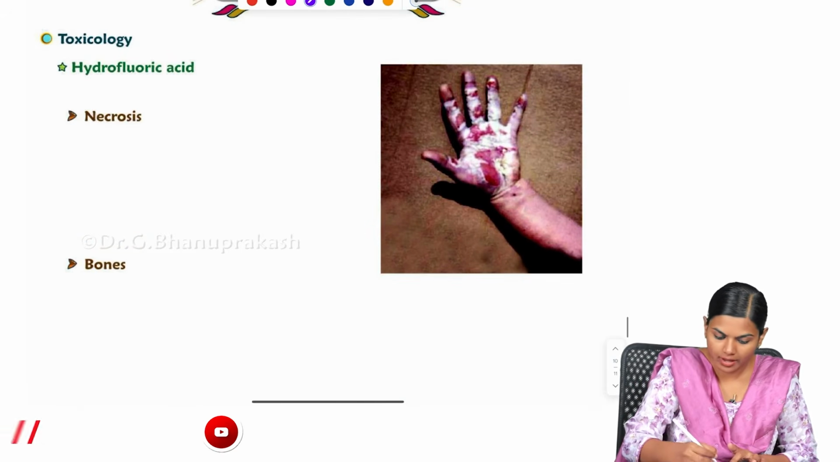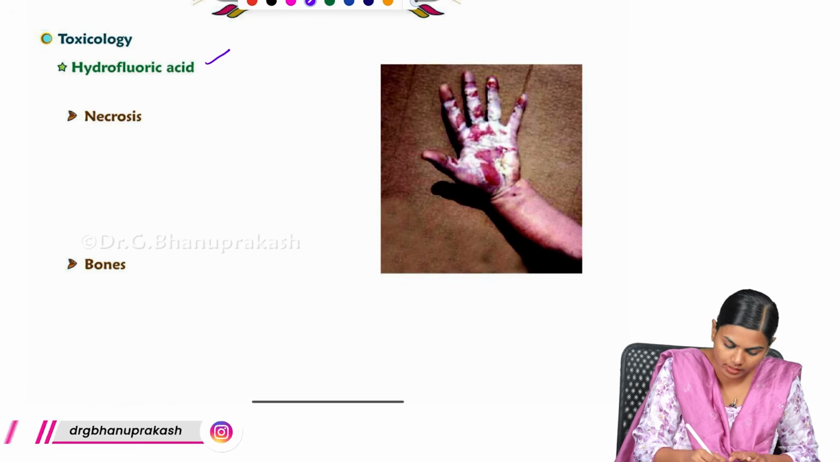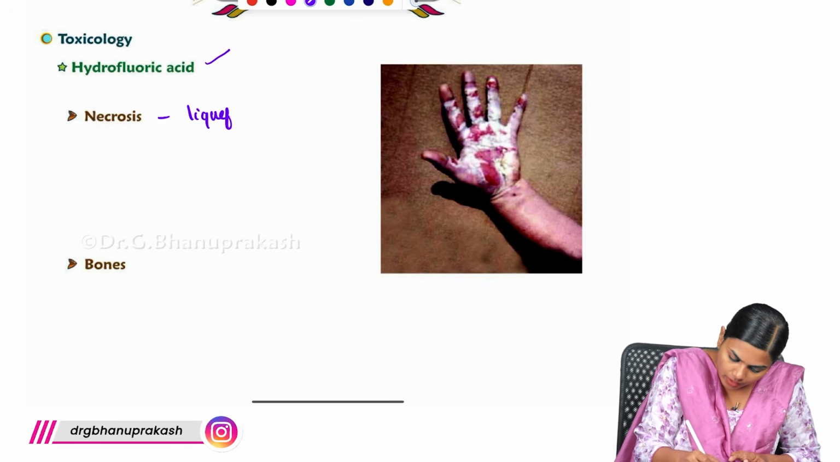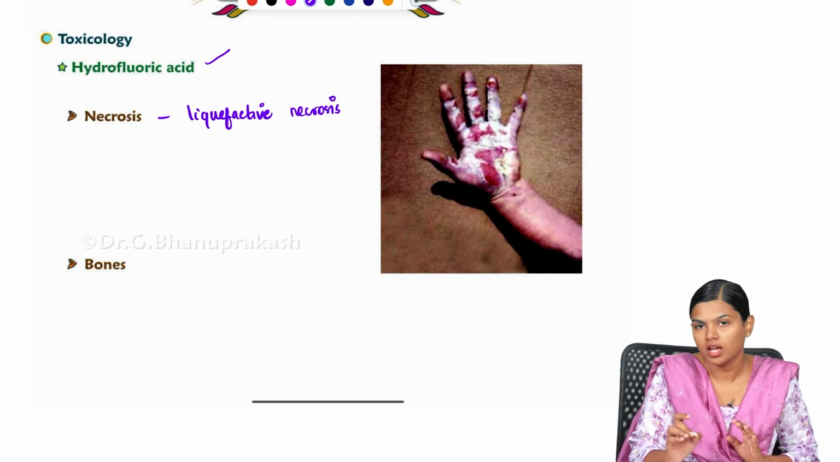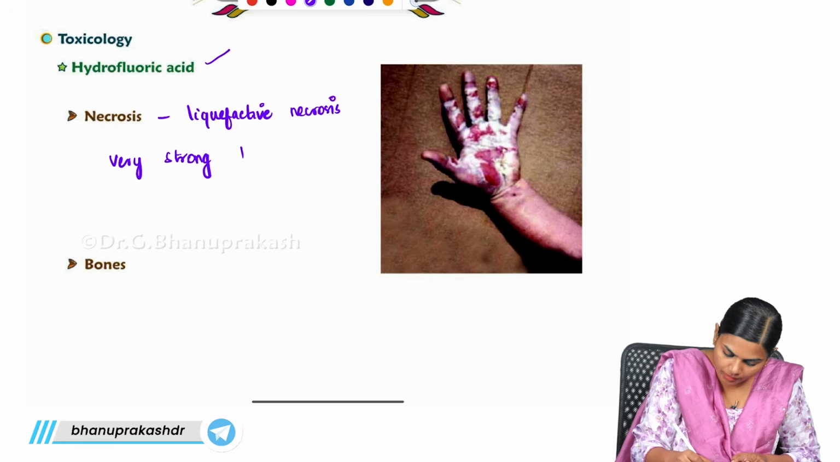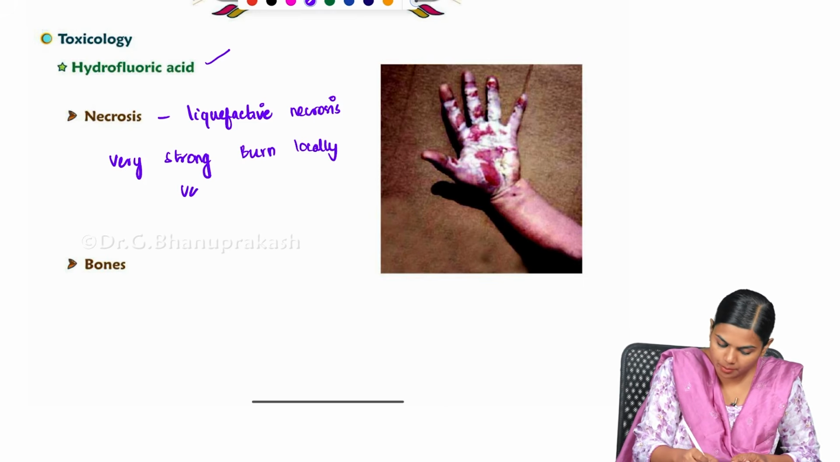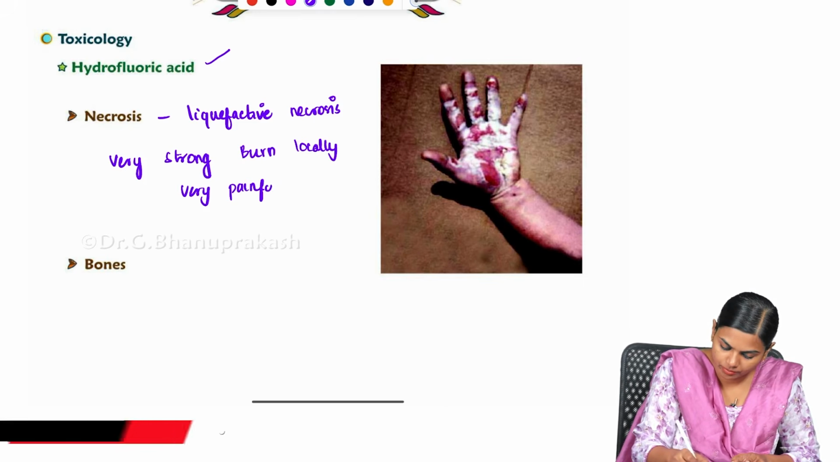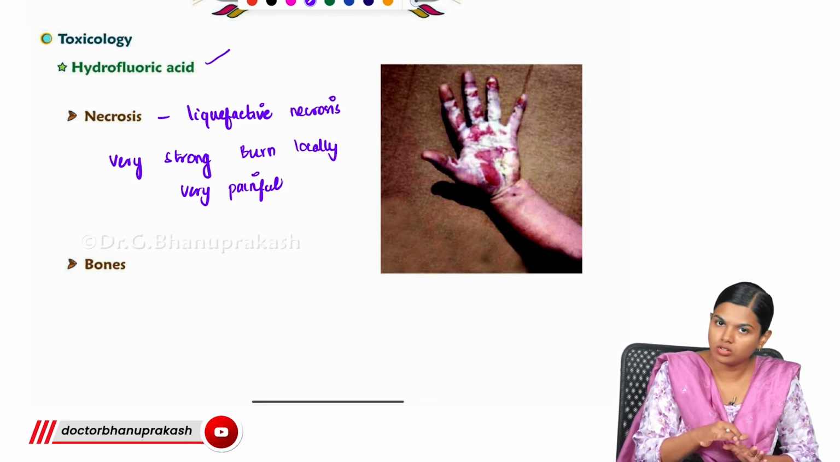And next you have hydrofluoric acid. The peculiarity of hydrofluoric acid is that it is the one acid that causes liquefactive necrosis. Generally, acid causes coagulative necrosis, but this acid causes liquefactive necrosis. It causes a very strong local burn and is very painful. Even a small amount can cause a very painful burn.